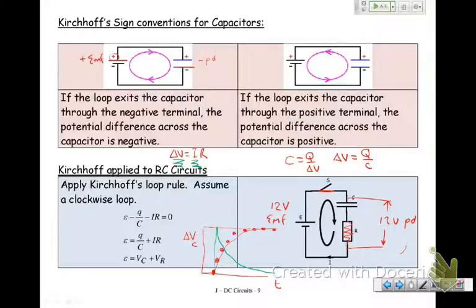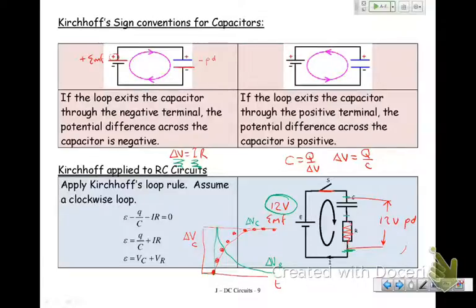this is my delta V resistor, and this was my delta V capacitor. Can you see how they trade off? What do you think the sum of those two always is? If I take the voltage drop across my capacitor and add it to the voltage drop across my resistor, what do you think it always is? It's always going to be 12. It always adds up to the EMF.